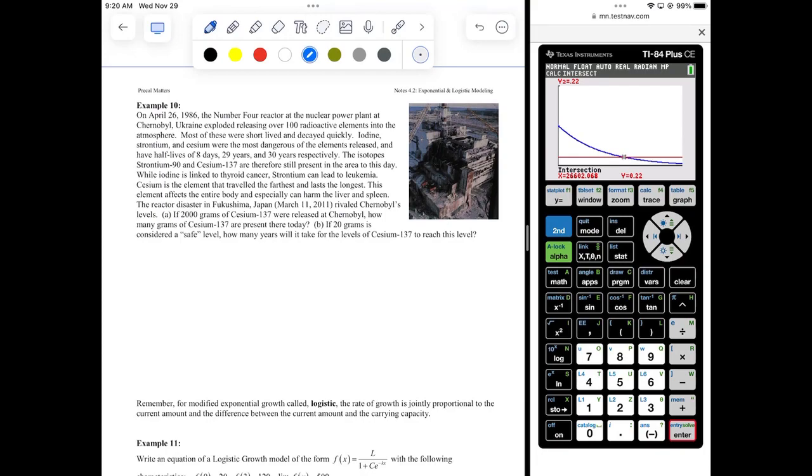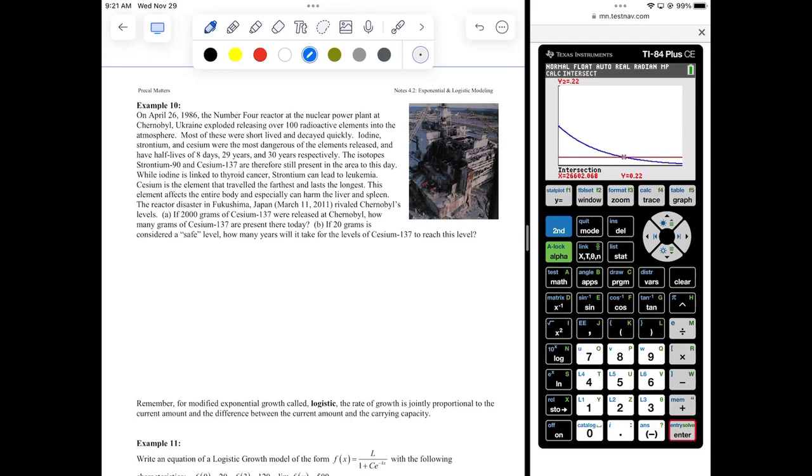Oh, there it is. Fukushima, Japan was 2011. It rivaled Chernobyl's levels. It was a big one, too. That was a bad one. So anyway, it's like a ghost town in Chernobyl, Ukraine. It's highly guarded. You can't get in there unless you have special approval or you're really sneaky. And when you go in there, usually you wear protective gear or you don't stay in too long.